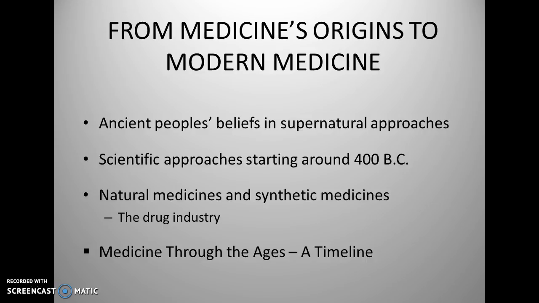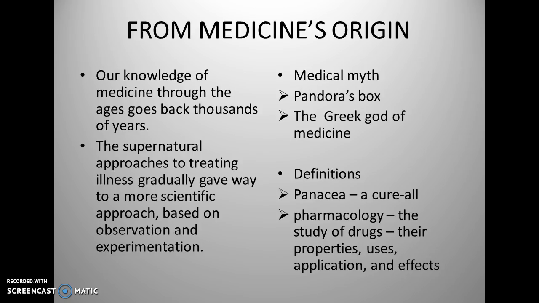At the beginning, many of our medicines were basically natural medicine. Later on, during modern times, synthetic medicine began to play a prominent role, and this became the drug industry that you see today. And so we will look at medicine throughout the ages and look at the different timelines and different significant events that occurred during that period.